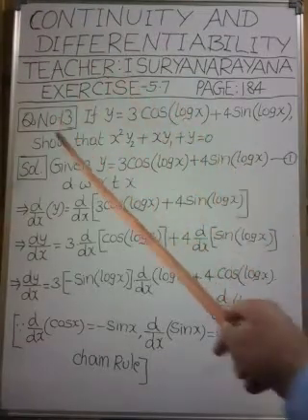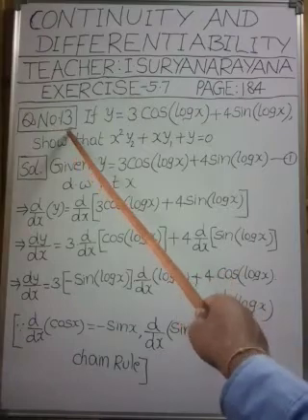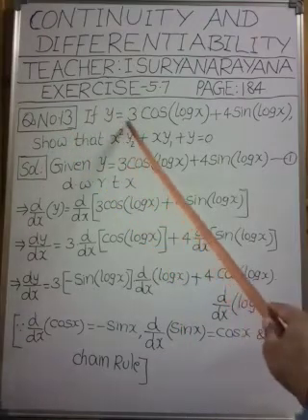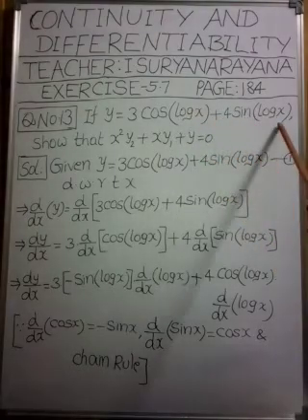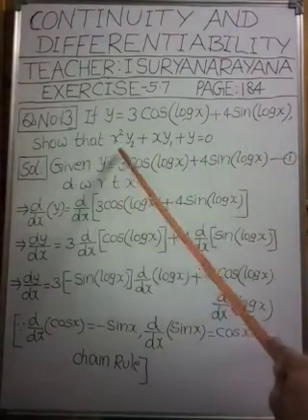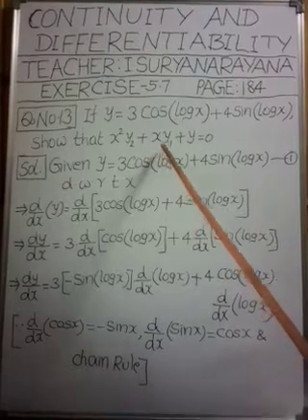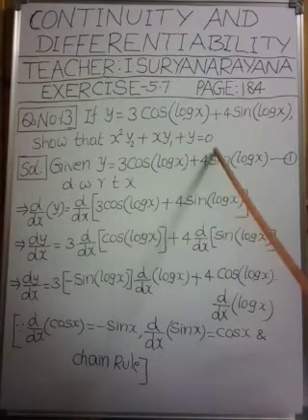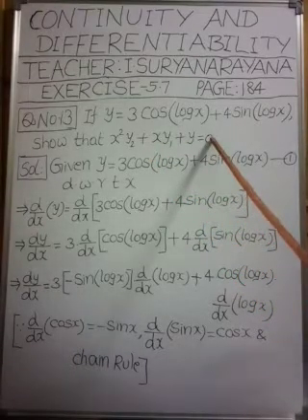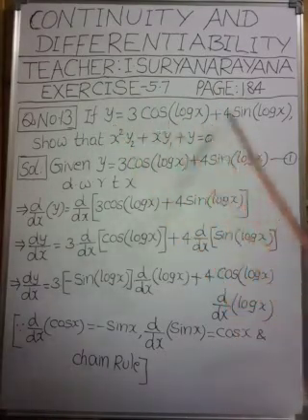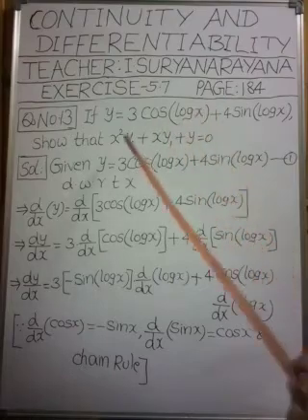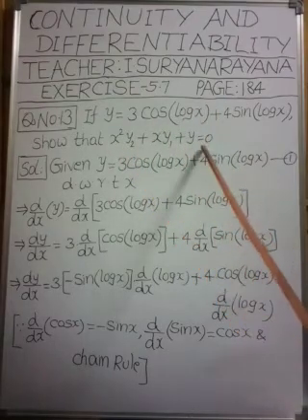Now come to question number 13. Question number 13: if y is equal to 3 cos of log x plus 4 sin of log x, show that x square y2 plus x y1 plus y is equal to 0. Understood this question, my dear children? Here the function y is defined like this, and we have to show this statement.